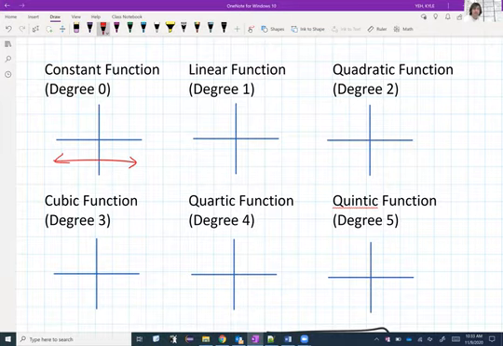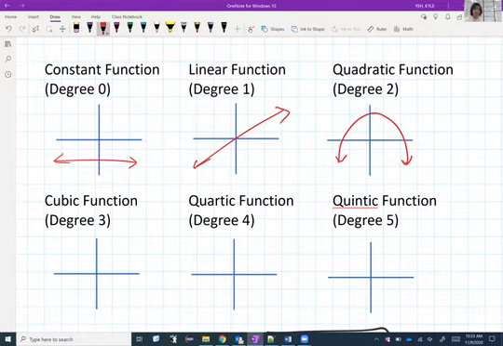What about a linear function? Linear, we've seen those, just a line. Maybe it's uphill, maybe it's downhill, who knows? But it looks something like that, right? And then I'll go to quadratics. Maybe it's an upside down parabola, maybe it's a right side up parabola, but we know what they look like in general. They look like a parabola.